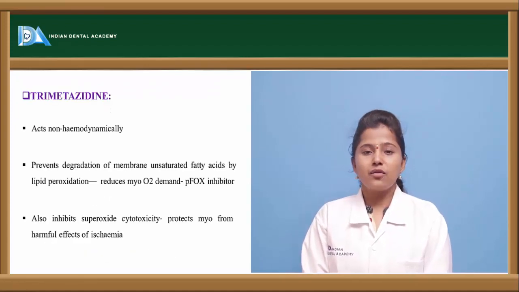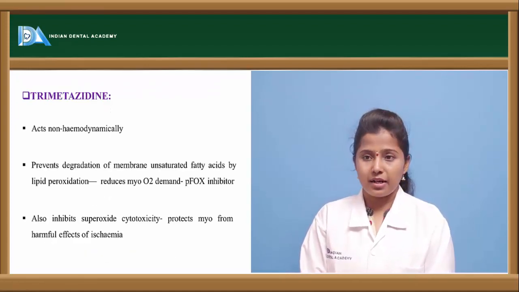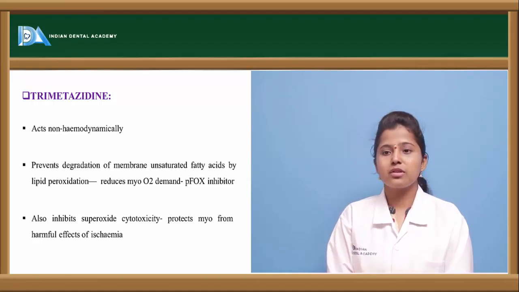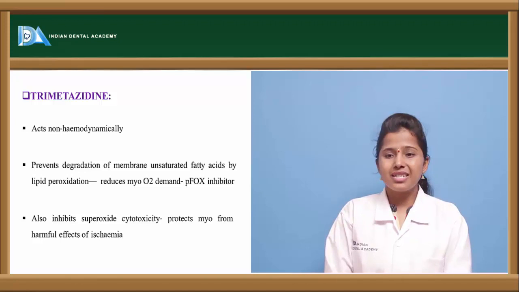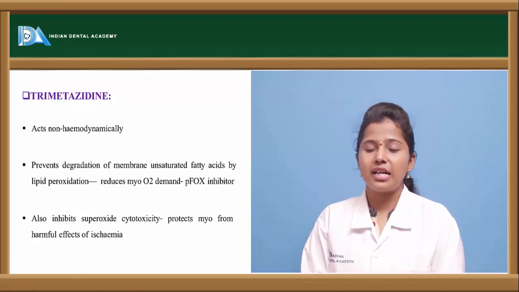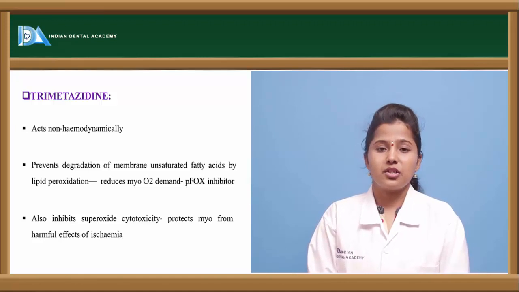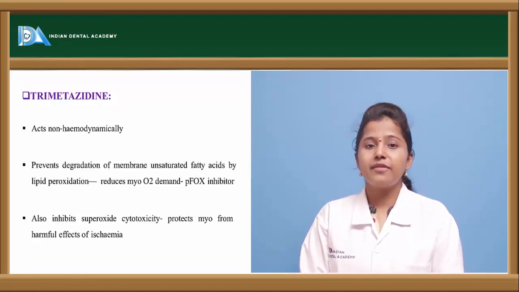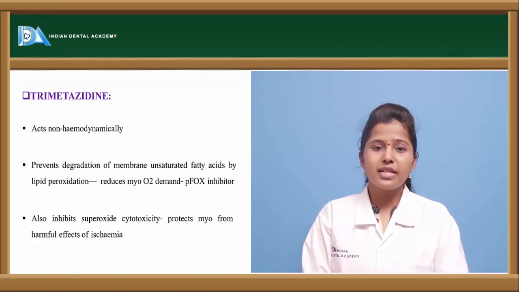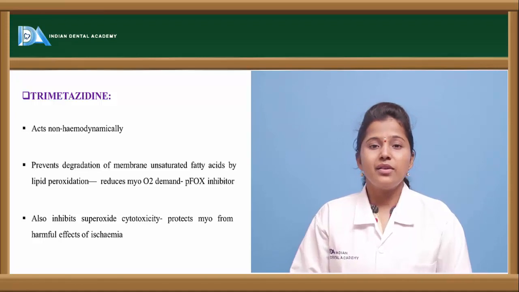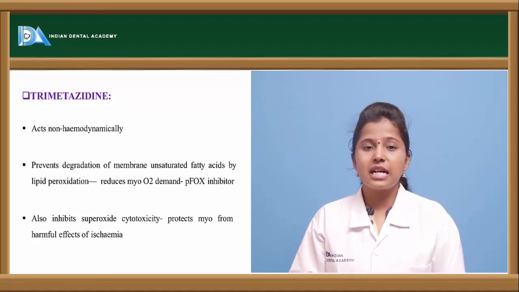The other category of drug is trimetazidine. This is also another class of miscellaneous drugs which is used in the treatment of angina. How does this act? It prevents degradation of membrane unsaturated fatty acids by lipid peroxidation. That is, what does it do? It prevents the entry of the unsaturated fatty acids into the membrane. When these fatty acids are degraded, the result is cholesterol.